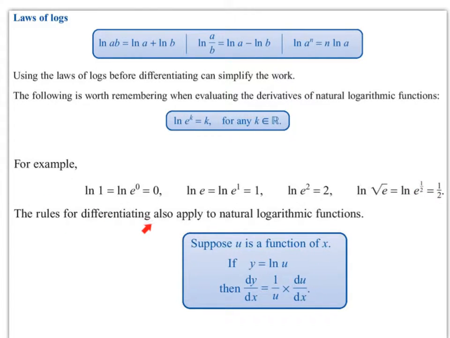The rules for differentiating also apply to natural logarithmic functions. Suppose u is a function of x. If y equals ln u, so the natural log of u, then dy/dx, the derivative, is 1 over u multiplied by du/dx, the derivative of u.